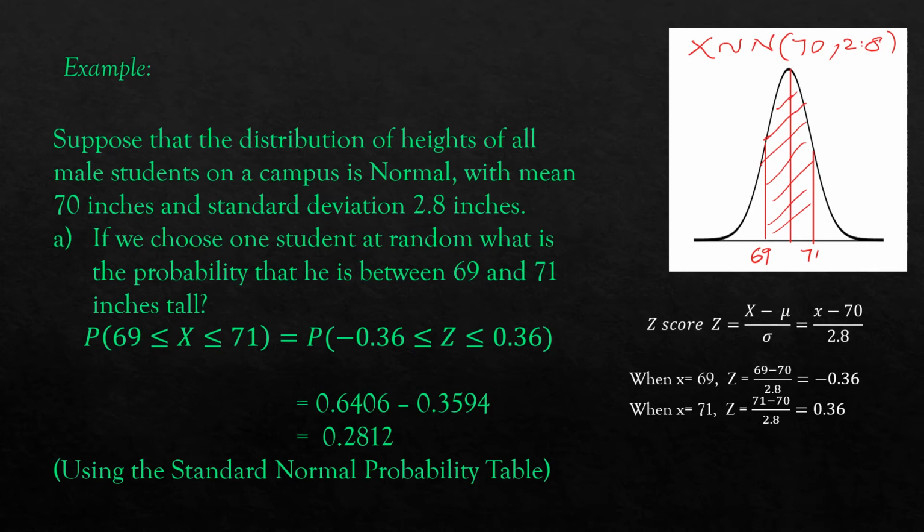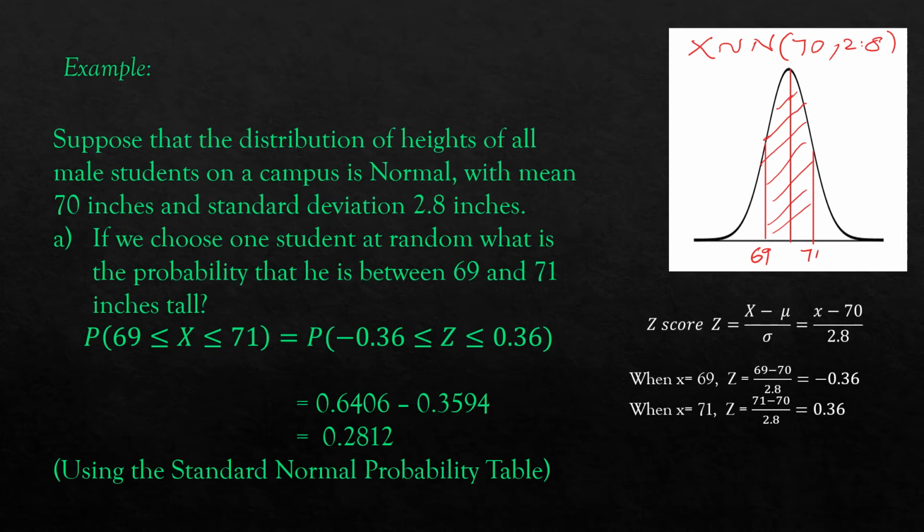The standard deviation is 2.8, which doesn't coincide with 1 sigma, 2 sigma, or 3 sigma. So let's make use of the standard normal probability table. We have to find the z-score value in order to standardize. The formula is (x minus mu) divided by sigma, where mu is 70 and the standard deviation is 2.8.